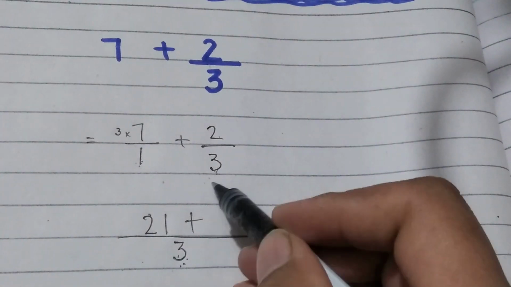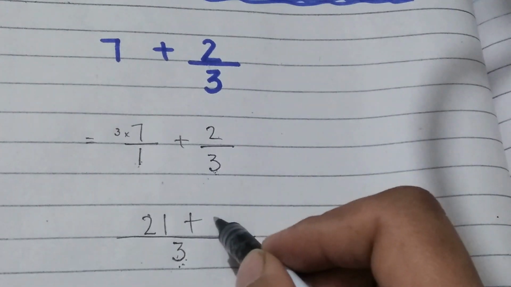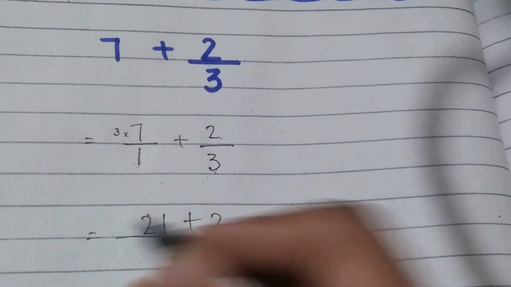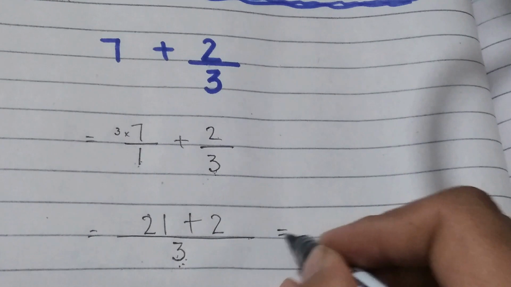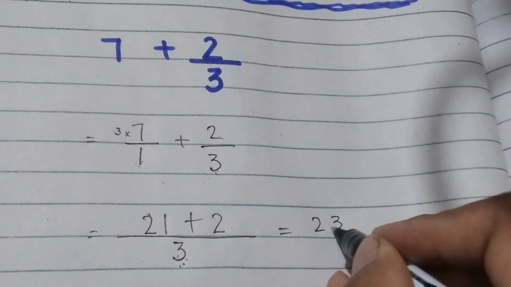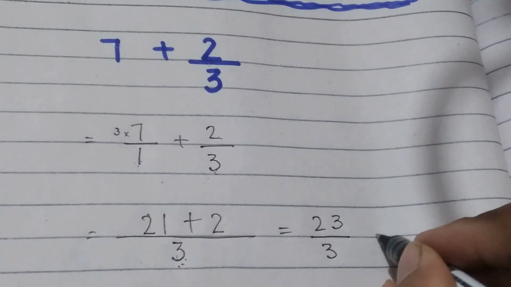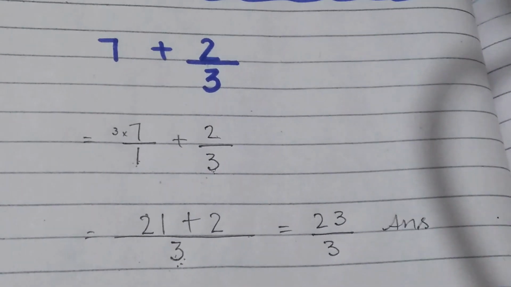Both denominators are the same, that's why we will write this: 21 plus 2 equal to 23 by 3. It's our answer.